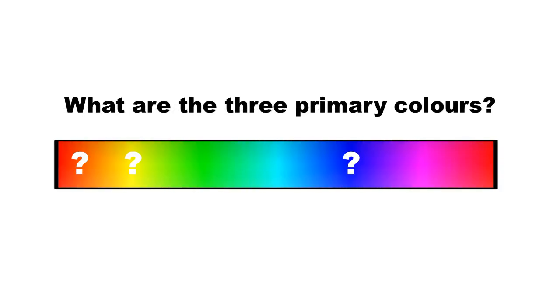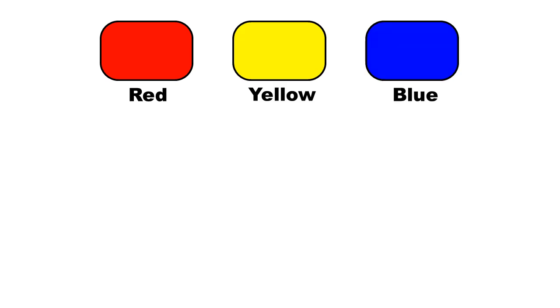In this first video, we're going to be looking at a very basic question. What are the 3 primary colours? Well, that's easy. I can hear you shouting at the screen already. The primary colours are red, yellow and blue. Everybody knows that. Why make a video about it?